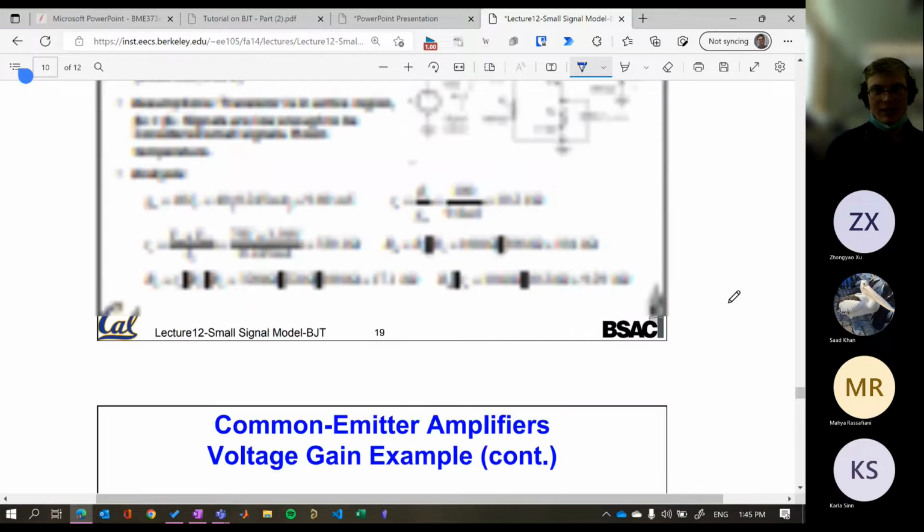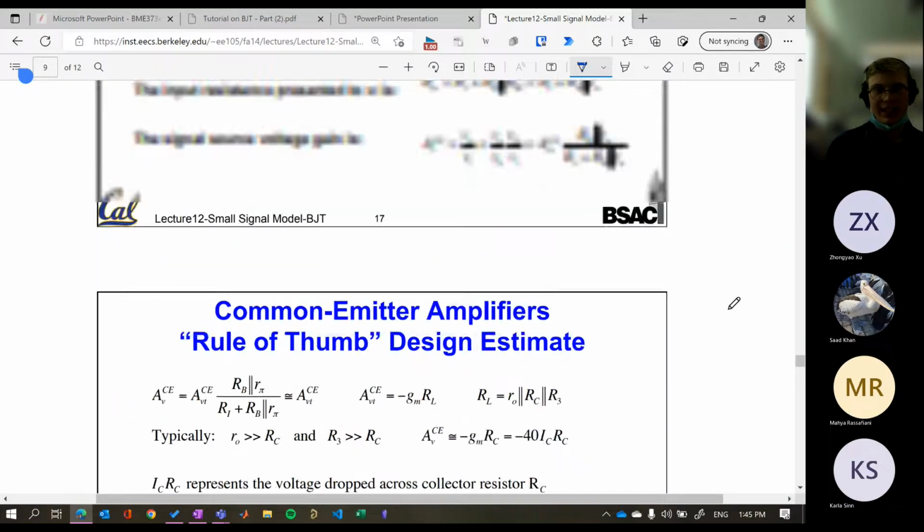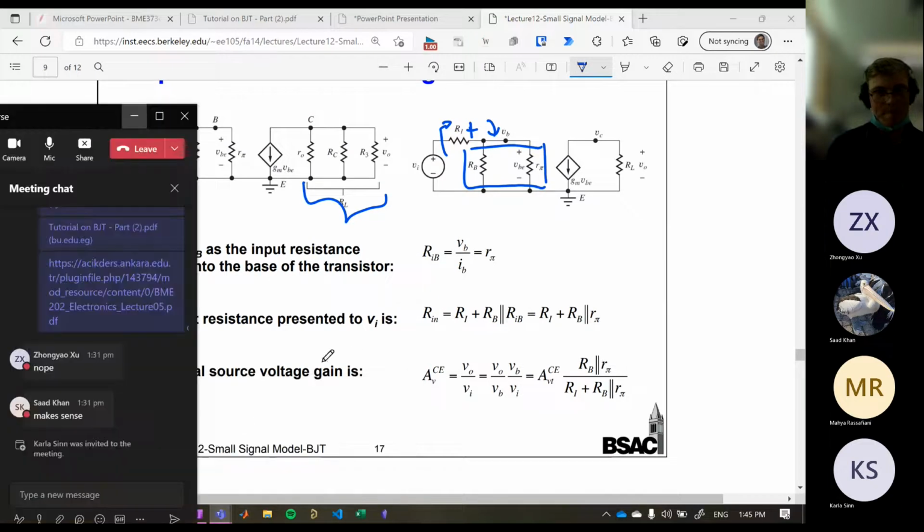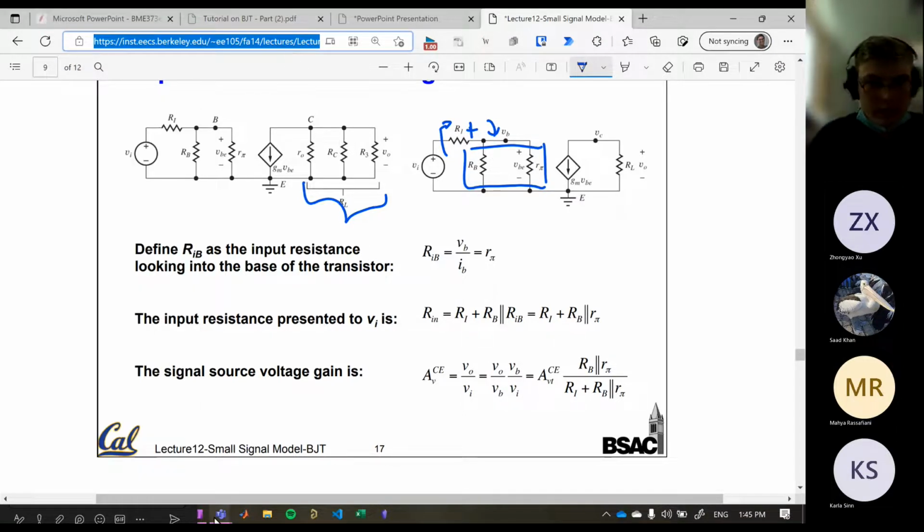Were there any questions about finding the gain in AC analysis? Any queries or questions, or want me to go back over anything? I'll copy this one into the chat as well.